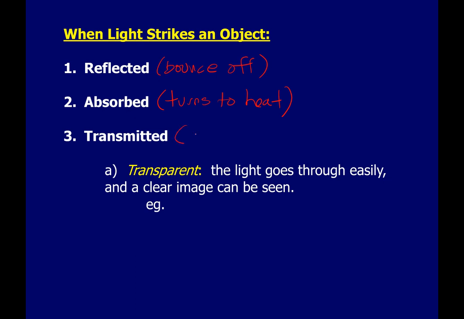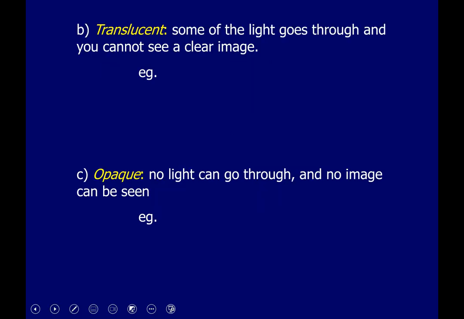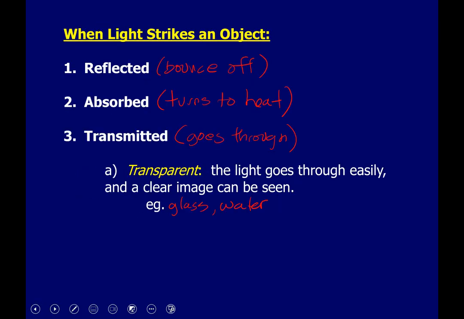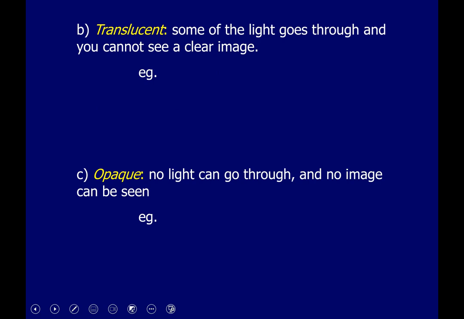Or it's transmitted, which means goes through. When we're talking about transmitting light, you have transparent materials like glass and water, which means the light all goes through easily and a clear image can be seen. You guys know these terms already. Go ahead and pause it if you need to. Translucent means that some of the light goes through, but you can't see a clear image. So, like frosted glass.